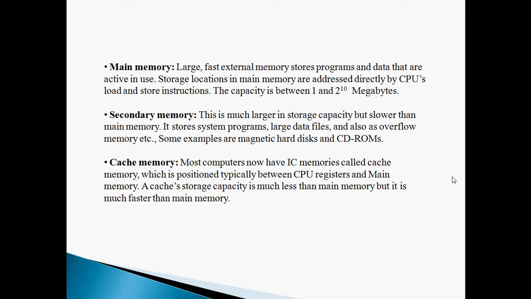Secondary memory: these are larger in storage capacity but slower than main memory. It stores system programs and large data files, and it also acts as overflow memory. Some examples are magnetic hard disks and CD-ROMs.